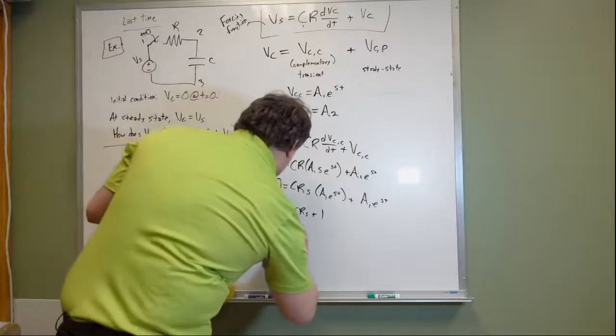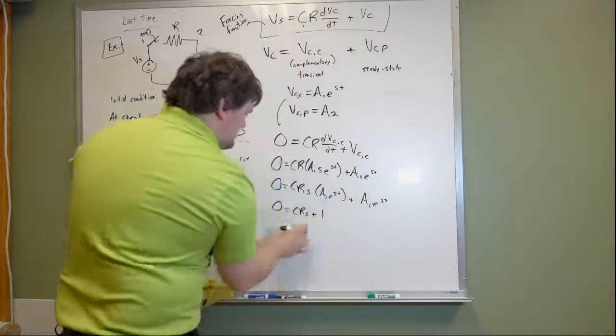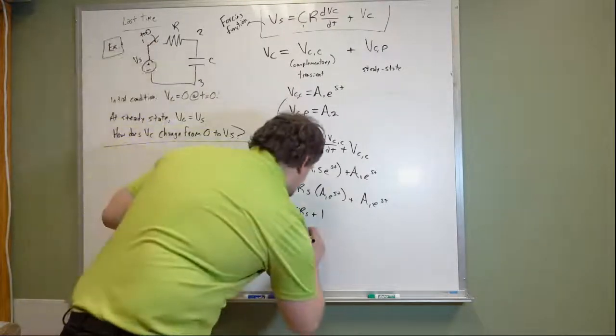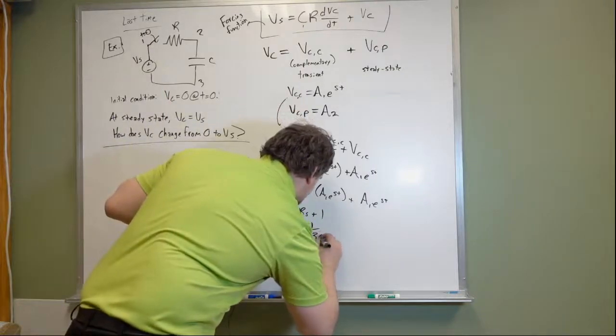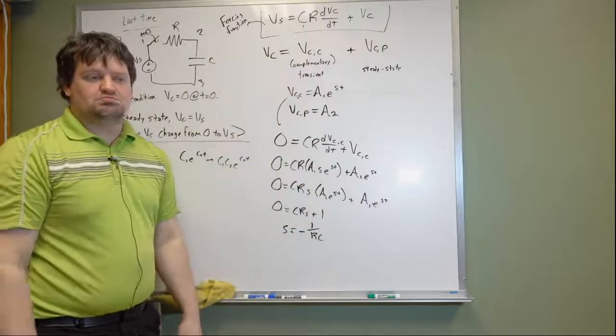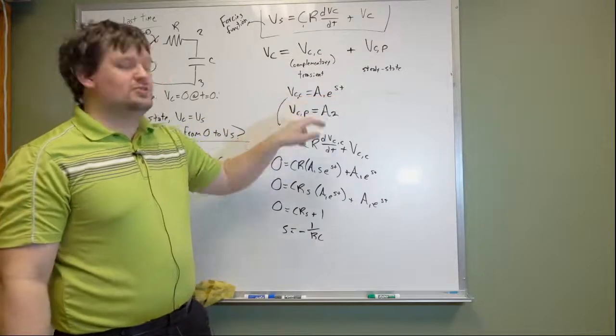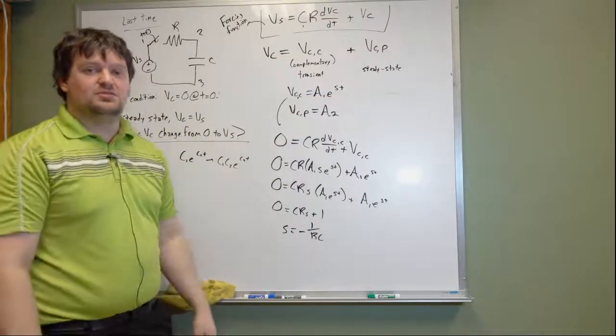And here what we end up with is, if we solve for s, we bring the 1 over to this side, and we divide by RC, s is going to be equal to -1 over RC. Okay, we've now solved for s. That is one of the 3 values that we need inside of the system.